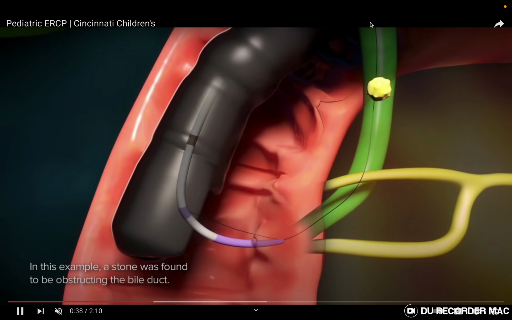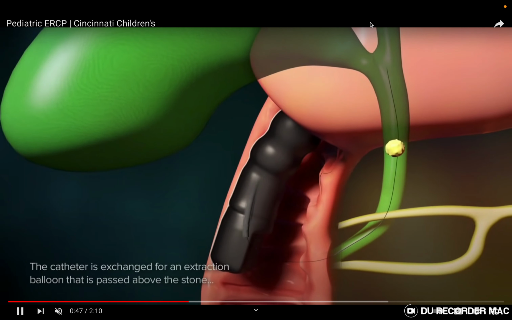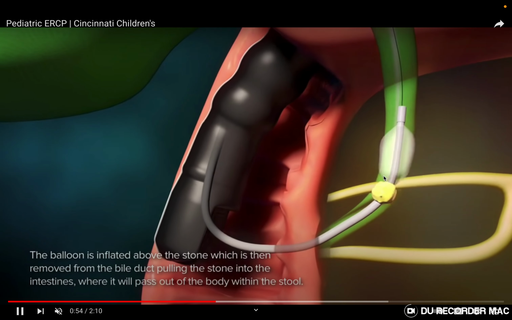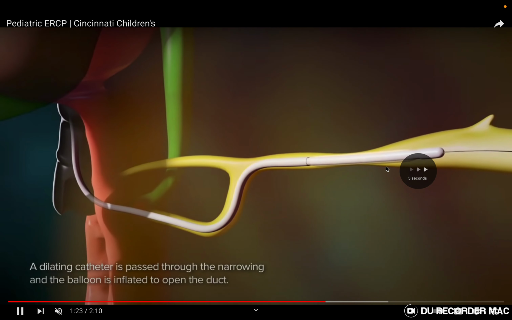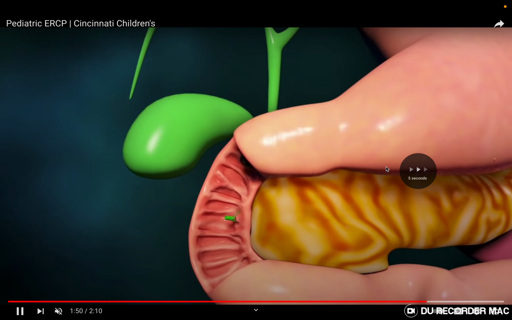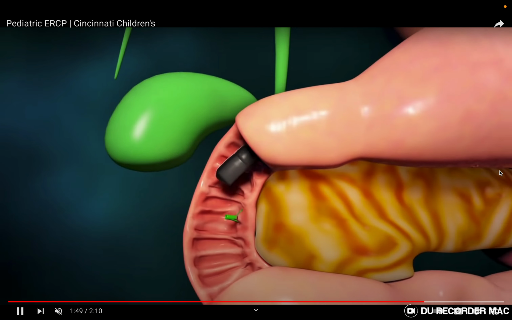You can take the wire, then inflate a balloon and take it out. This is one way to do it. So, see, the balloon, get it out. Done. We got rid of the stone. This is one way, but you can also use this procedure to place a stent as well. But this procedure can be really dangerous, guys.